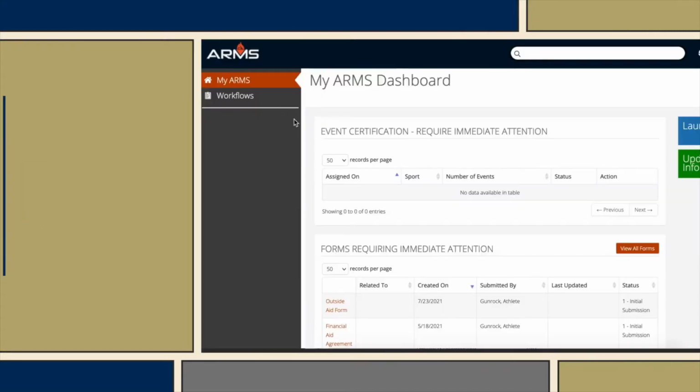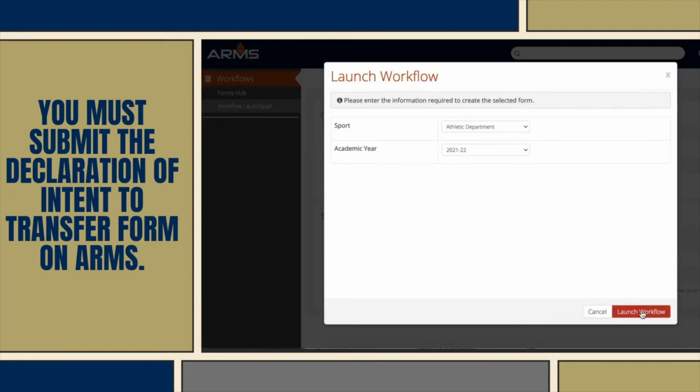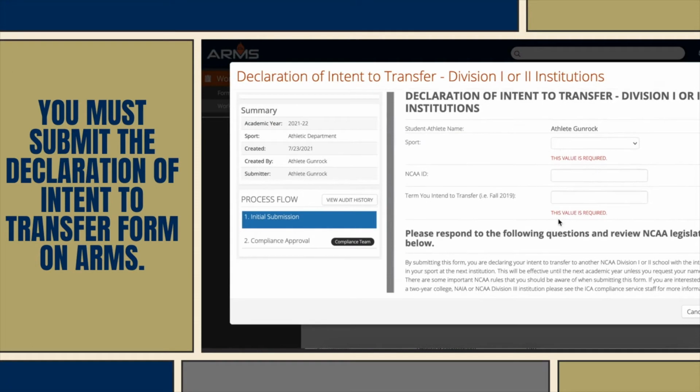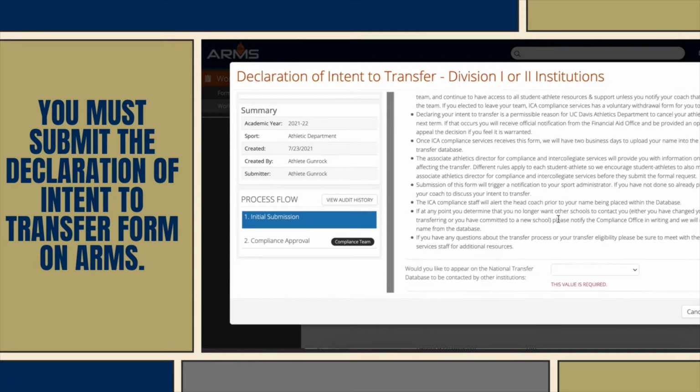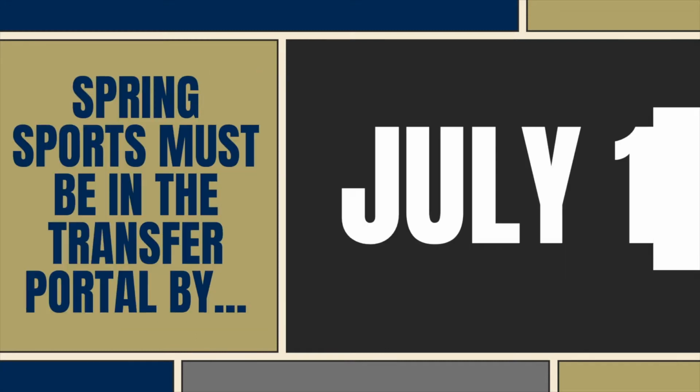We know Davis is great, but if you ever consider transferring, please be aware of the following. You need to submit in ARMS a declaration of intent to transfer form before you can start to be recruited again by NCAA institutions. Fall and winter sports student athletes must be in the transfer portal by May 1st in order to compete right away at the next school. Spring sports student athletes must be in the transfer portal by July 1st in order to compete right away at the next school.